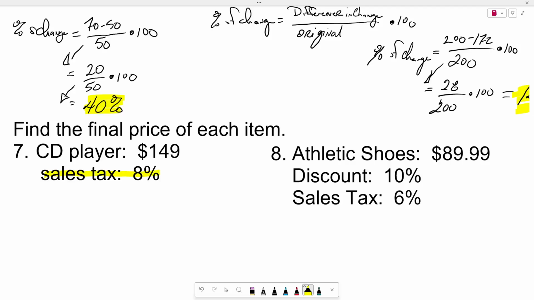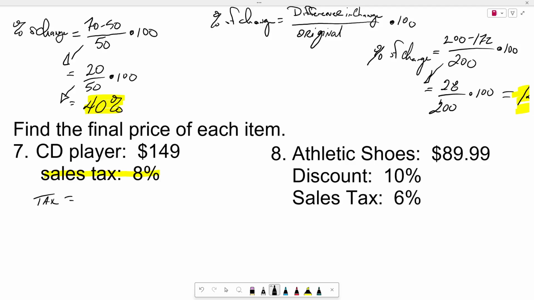Just because it says the CD player costs $149, well, it's not going to be $149 out of our pocket. We have to pay a portion of that in taxes. In this case, it's 8%. To do these, I'm trying to find my final price. So I need to first figure out how much is my tax.